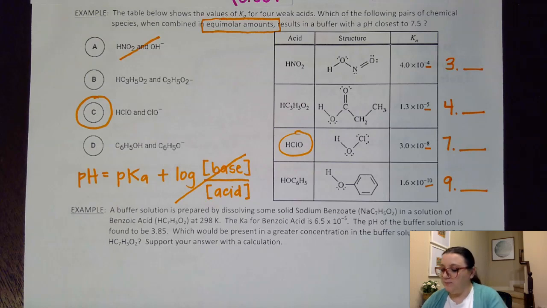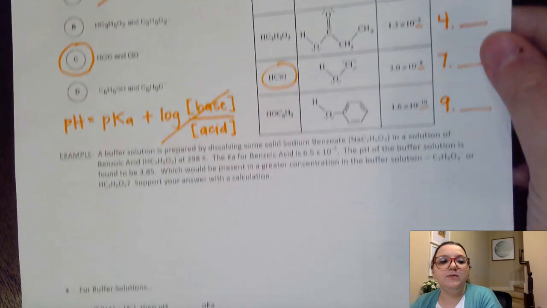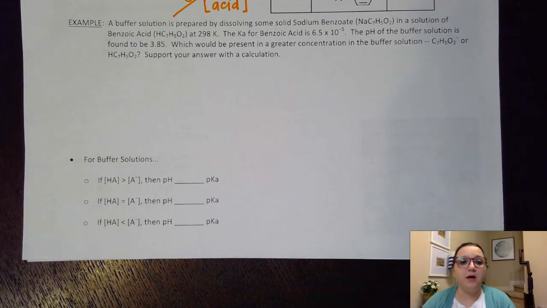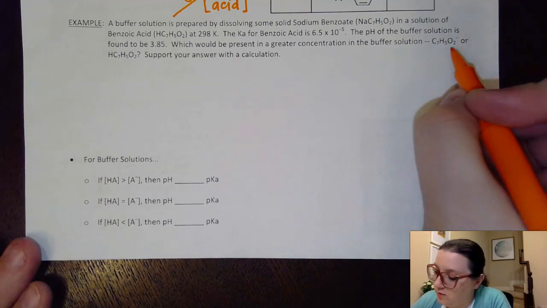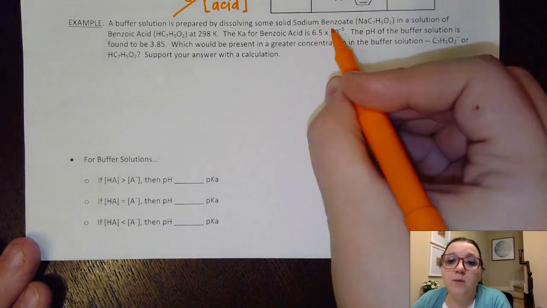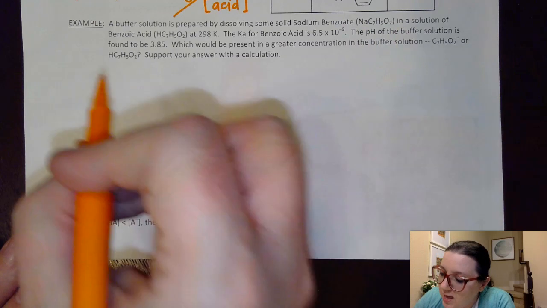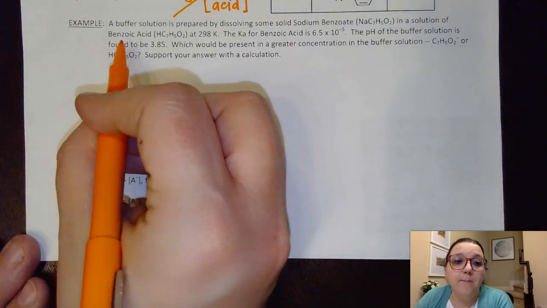All right, let's look at another one. This one says that a buffer solution is prepared by dissolving some solid sodium benzoate in a solution of benzoic acid. And they give us a Ka value for that benzoic acid. They also give us the pH of the buffer solution. And so they ask us what would be present in a greater concentration in the buffer solution: C7H5O2 negative, which again is coming from the sodium benzoate, or the HC7H5O2, which is my benzoic acid.